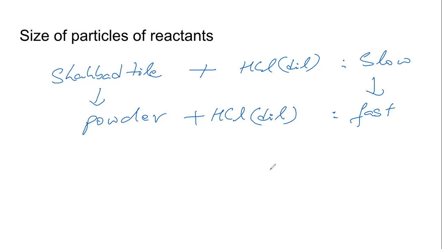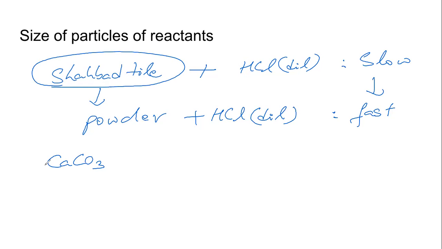Told you it is easy, but we will try to write the reaction. So what is Shahabad tile? Shahabad tile is CaCO3. The limestone, the chalk, the marble, Shahabad tile, they are all same. Chemically, they are calcium carbonate. You complete the reaction and tell me what the product will be and balance it also.